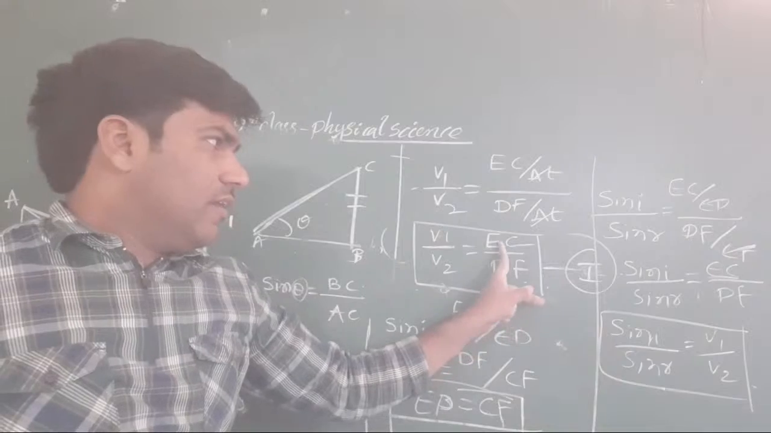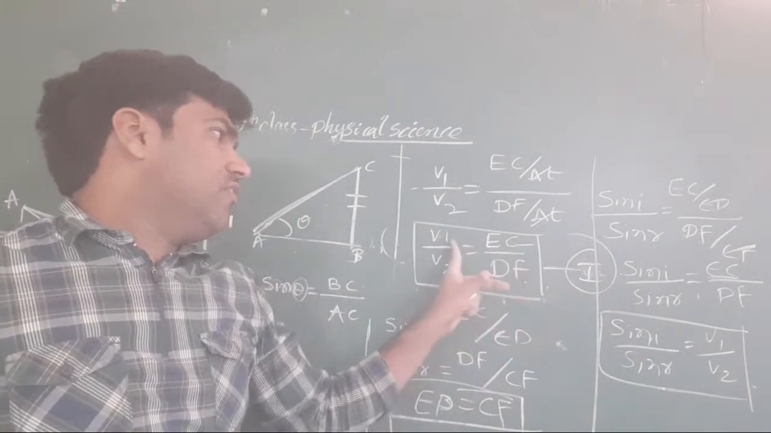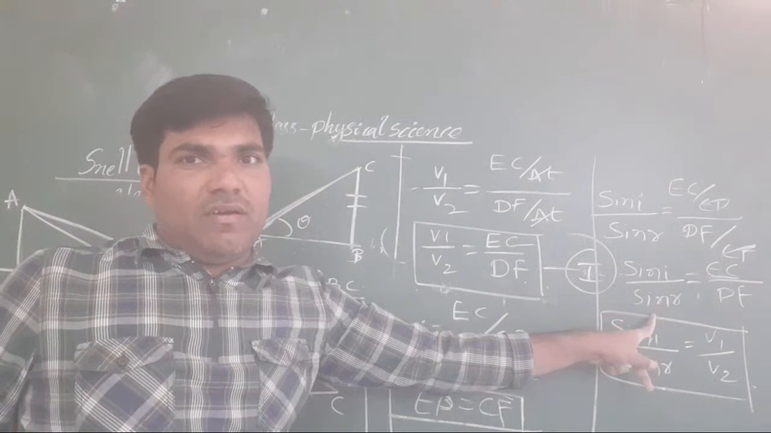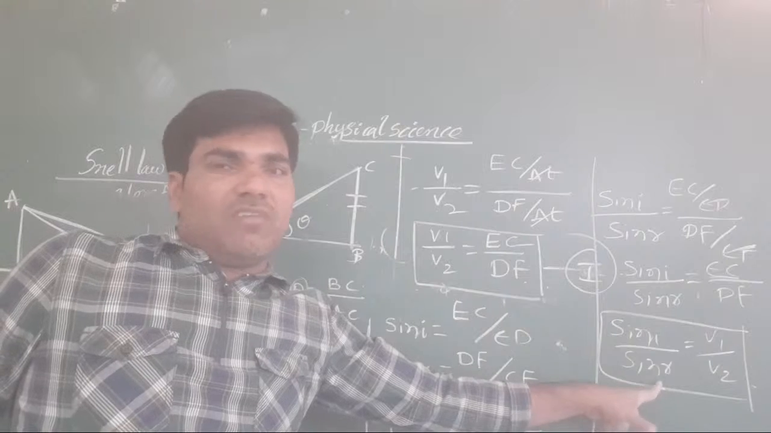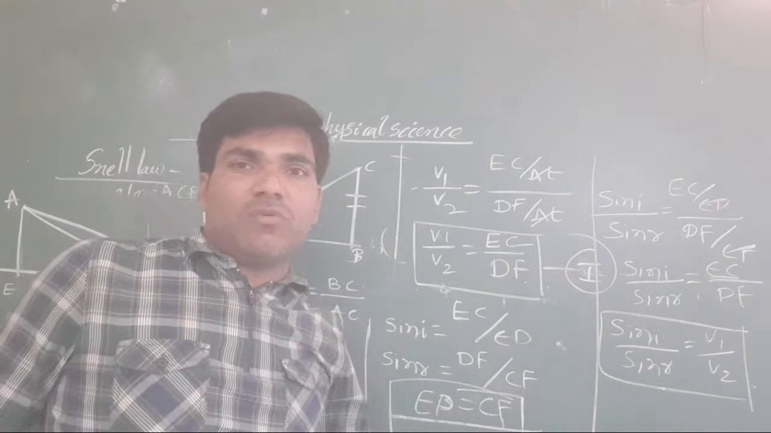Yes, and what is there? This one, you know the name very well. EC by DF is equal to V1 by V2. EC by DF is equal to sin I by sin R. LHS is equal to RHS. That's why automatically it is written sin I by sin R is equal to V1 by V2.